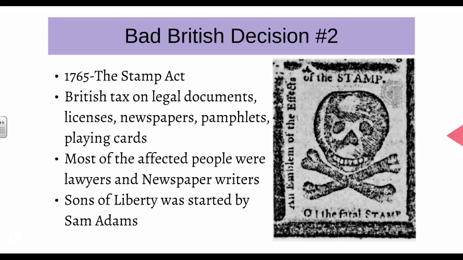One other thing that happens as a result of the Stamp Act is the Sons of Liberty, a kind of radical group that wanted independence from Great Britain. They sometimes used violent measures like burning the governor's house down or tar and feathering someone. This group was started by Sam Adams in Boston.